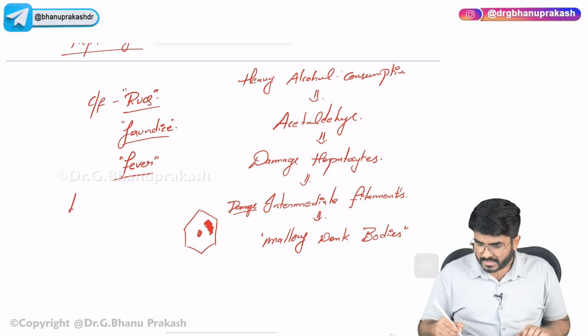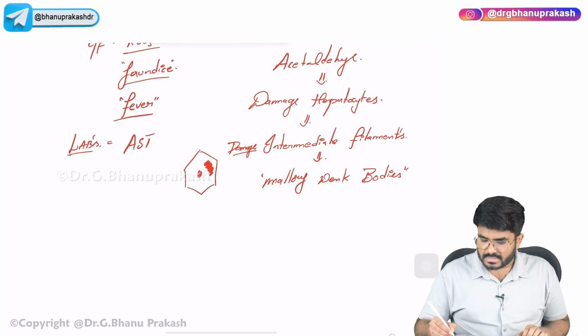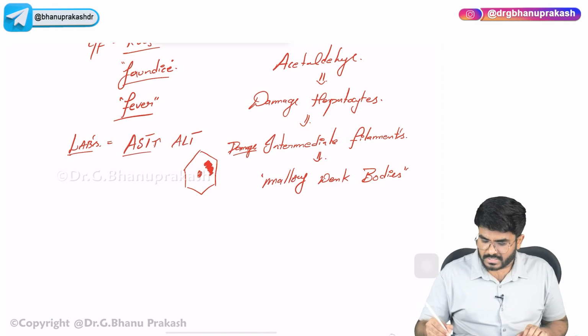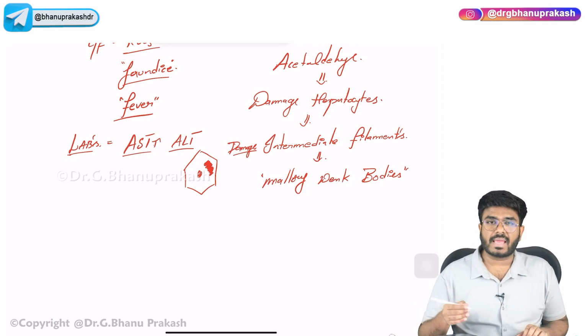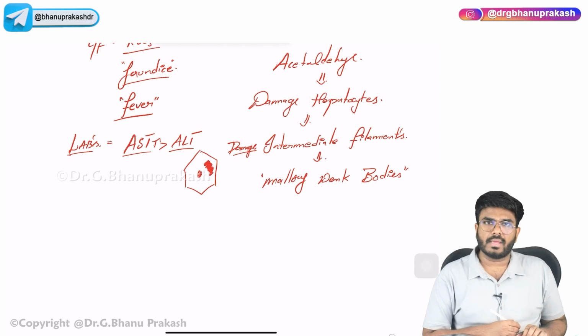And very important thing in labs, what you will see in the labs? In the labs, the AST levels are elevated and ALT levels. Okay, AST and ALT, aspartate aminotransferase and alanine aminotransferase, both are elevated, but AST is usually greater than ALT.